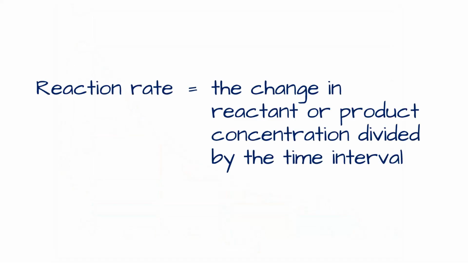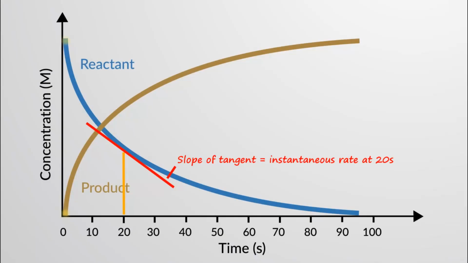Now, the rate of reaction is defined as the change in concentration of a reactant or a product over time. As I mentioned, if you're after the instantaneous rate, you would plot a graph of concentration versus time and draw a tangent to the curve at the point of interest. You'd then find the slope of that tangent, and that is your instantaneous rate.